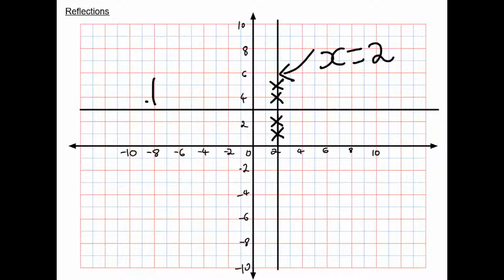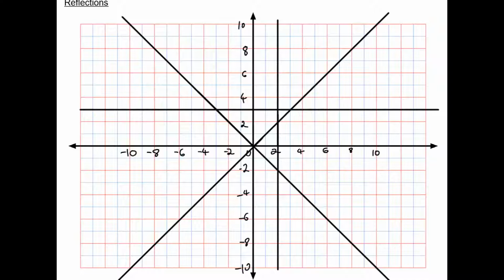And this line is the line y is equal to 3, because every one of the y coordinates on the line is 3 up, which basically means that every one of the y coordinates on the line is y equals 3.